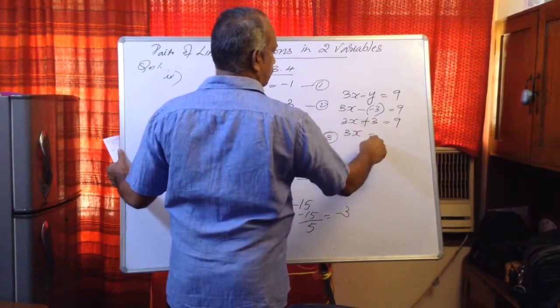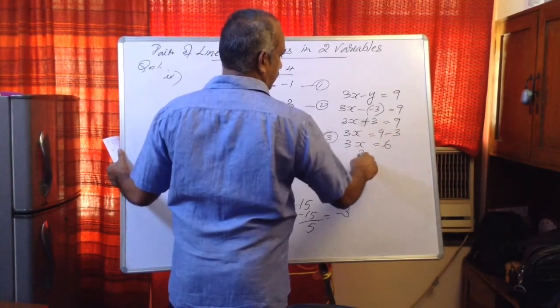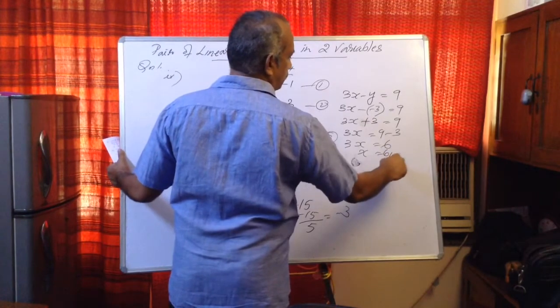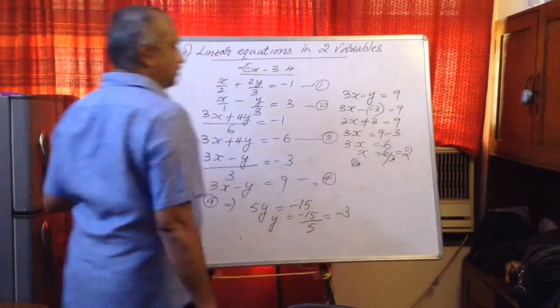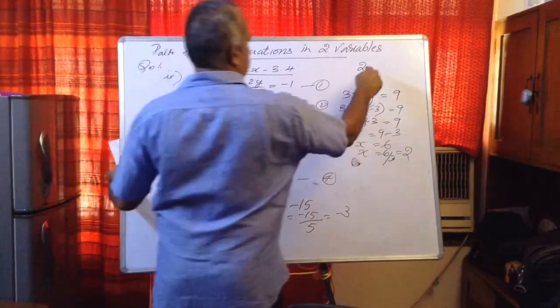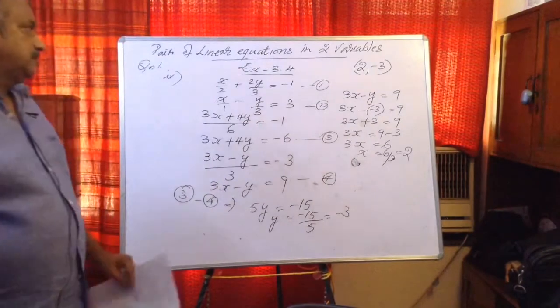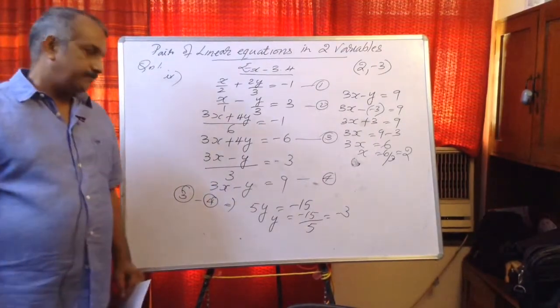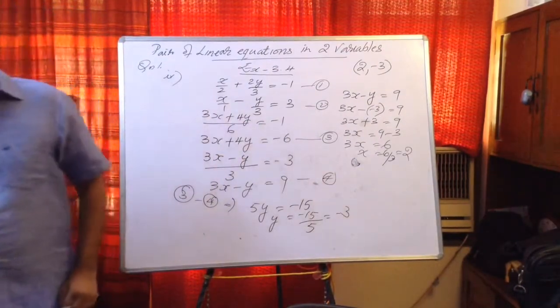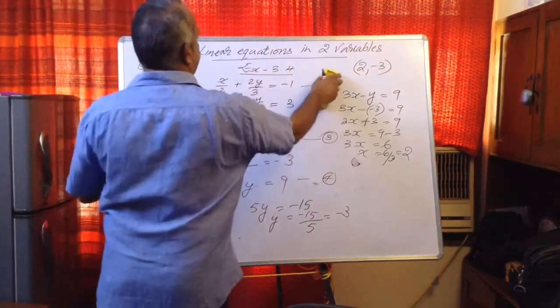3x is equal to 9 minus 3. 3x is equal to 6. x is equal to 6 upon 3, which is equal to 2. So the answer is 2, minus 3. This is the answer. Always we write x first and y second. Now, since it is with fractions, we'll do it by the substitution method also.